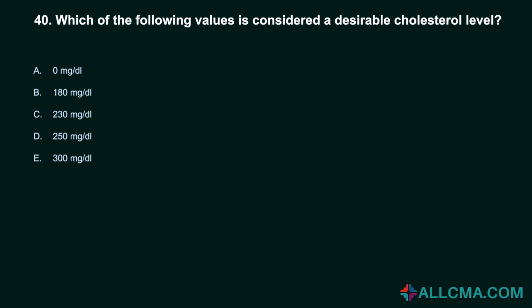40. Which of the following values is considered a desirable cholesterol level? A. 0 mg per dL. B. 180 mg per dL. C. 230 mg per dL. D. 250 mg per dL. E. 300 mg per dL. Correct answer: B. 180 mg per dL.